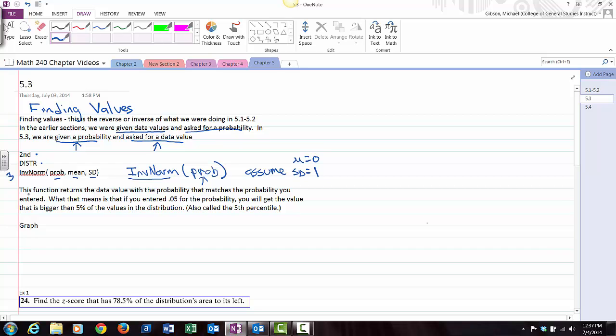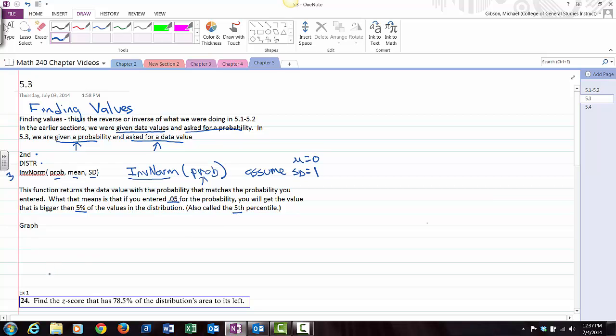This function returns the data value with the probability that matches the probability you entered. What that means is if you entered, for example, 0.05 for the probability, you will get the value that is bigger than 5% of the values in the distribution. This is also called the fifth percentile.